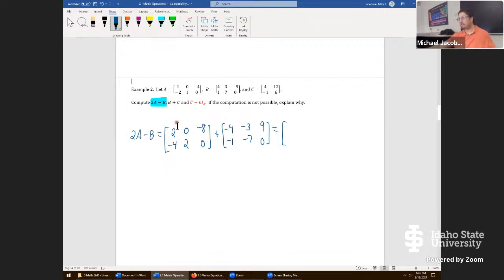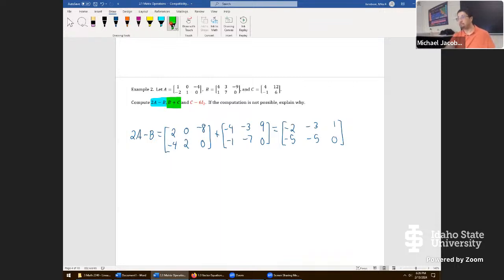So here to here, we're going to get -2. On this entry, it's -4 minus 1, so -5. This is 0 minus 3 for a -3. 2 minus 7 for a -5. Next, -8 plus 9 for a +1. And 0 plus 0. We did it, folks. That's the work on 2A minus B. Again, not too different from when we were doing linear combinations of vectors from before. Now it's just a linear combination of matrices.